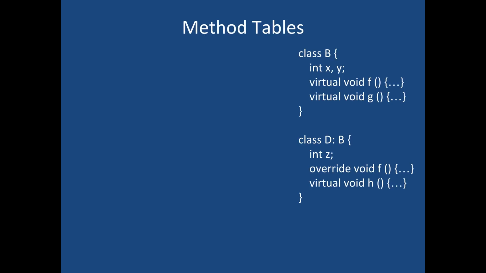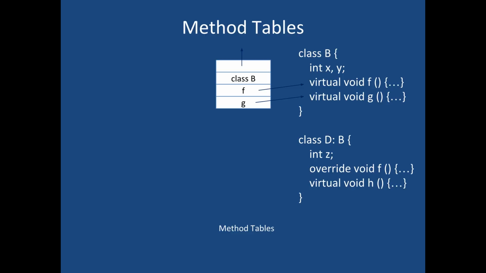All right, now we're into more uncharted territory, method tables. So this is one thing your compiler does. When you compile these classes, it creates what's called a method table for each class. This is an abstract view of what a method table would look like for class B.